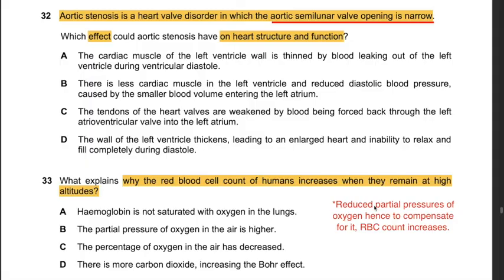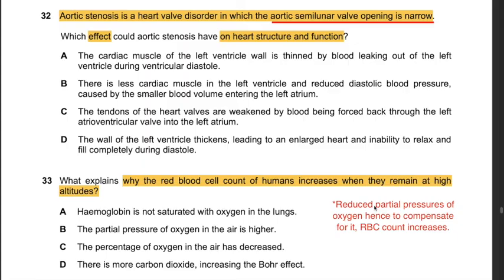B. There is less cardiac muscle in the left ventricle and reduced diastolic blood pressure caused by the smaller blood volume entering the left atrium. The heart valve disorder occurs only to the aortic semilunar valve, which becomes narrow. Therefore, it doesn't cause any change to the blood volume that enters the left atrium. Hence, it cannot be a smaller blood volume entering the left atrium as the blood volume remains unchanged. Therefore, effect B is incorrect.